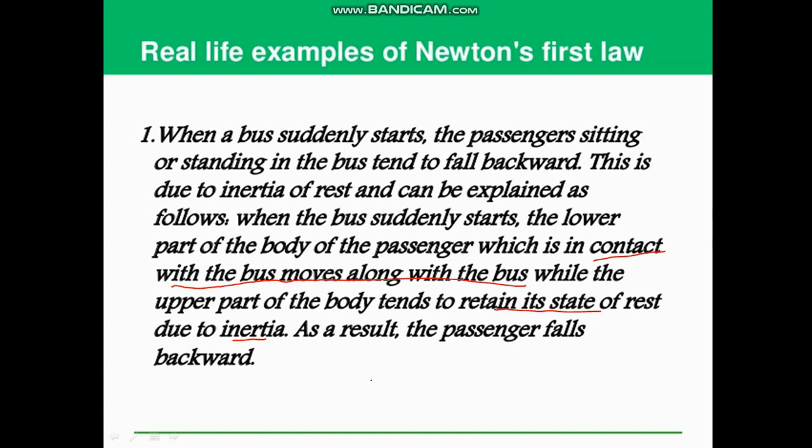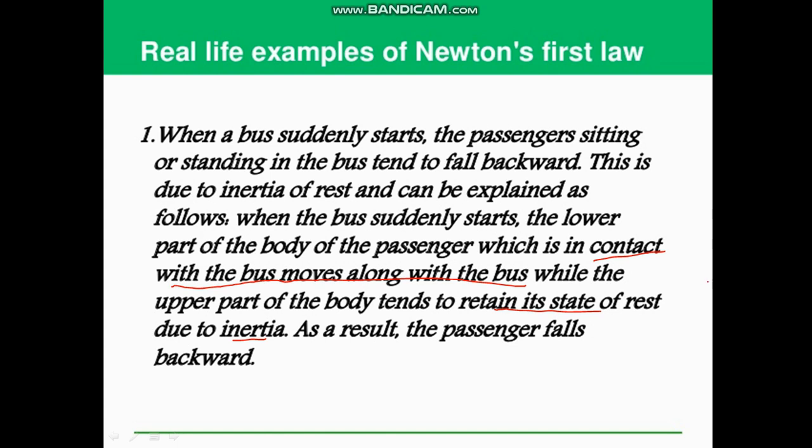Similarly, if the bus is going in one particular direction, then you know what happens if it takes a sharp turn. Again, you tend to fall on the sides. This is due to inertia of direction. Your whole body along with the bus is set in a particular direction. But when the bus takes a turn, the lower part of your body moves with the bus, whereas the upper part continues to be in the same direction, so you tend to fall.